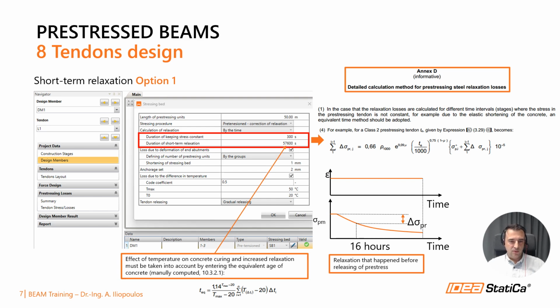It's also important to note that we can take into account the influence the temperature has on relaxation. There's a method how to do it described in the Eurocode. We need to calculate the effective or equivalent time according to this formula and input it here as a duration of short-term relaxation.